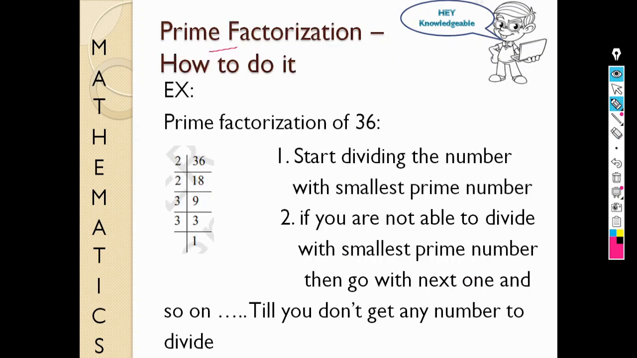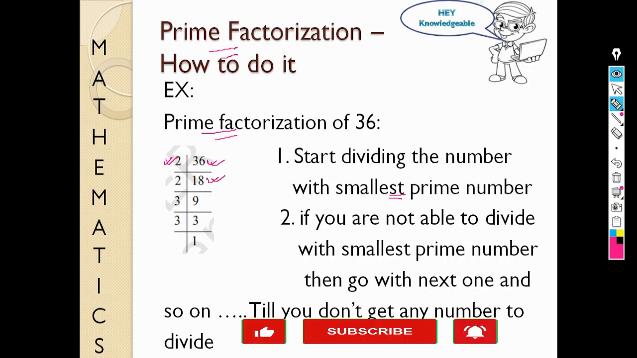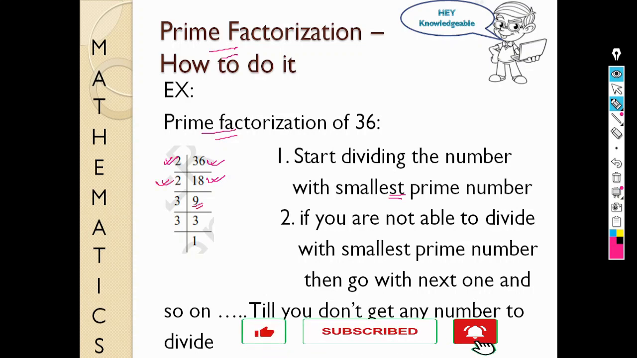Let's see how to do the prime factorization. If you have to do the prime factorization of 36, then start dividing the number by the smallest prime number. If you are not able to divide by the smallest prime number, then go with the next one and so on. If you see here, 36, we started dividing with the smallest prime number, that is 2. We get the quotient as 18. Again, we try to divide with the smallest prime number, and we see that we are able to divide. So we divide it by 2 and we get the quotient 9. Since we can't divide 9 by 2, we'll go with the next prime number, that is 3. By dividing 9 by 3, we get 3. And 3 can also be divided by 3.